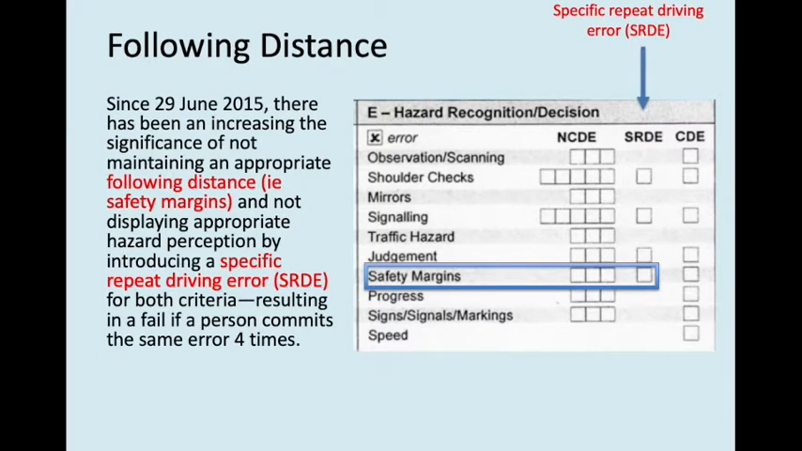Let's move on to following distance. Since 29 June 2015, there has been an increase in the significance of not maintaining an appropriate following distance, i.e. safety margins on the test form, and not displaying appropriate hazard perception, by introducing a specific repeated driving error for both criteria, resulting in a fail if a person commits the same error 4 times. So if I was tailgating, as in the earlier example, 1, 2, 3, 4 times, I would get a specific repeated error and the test would be unsuccessful.